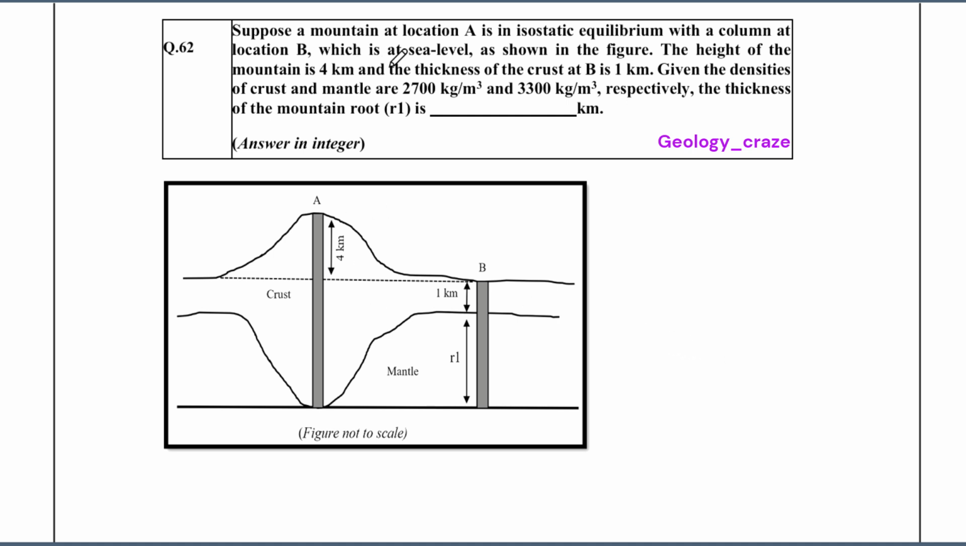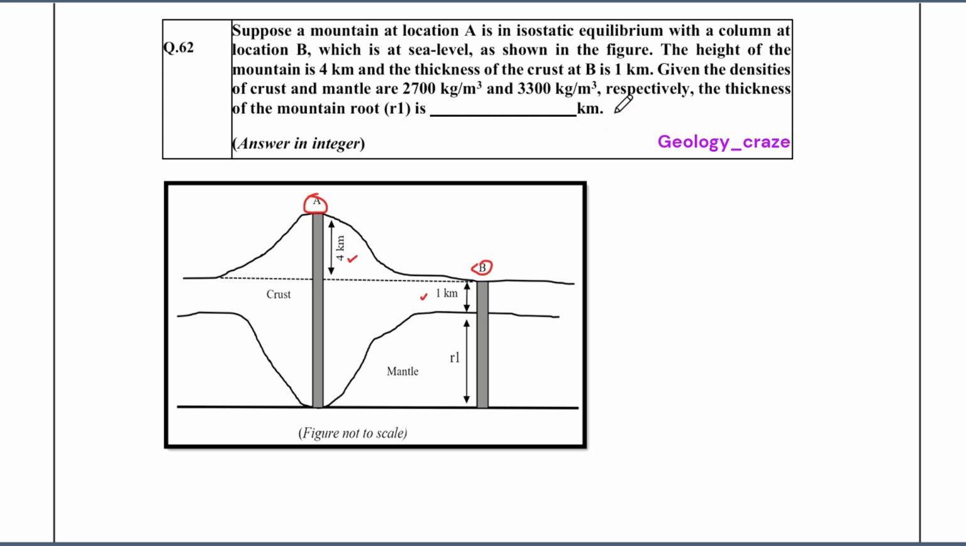Suppose a mountain at A is in equilibrium with a column at location B. Okay, this much and this part is now in equilibrium, which is at sea level as shown in the figure. The height of the mountain is 4 km and the thickness of the crust at B is 1 km. This is the height of the mountain and this is the thickness of the crust.